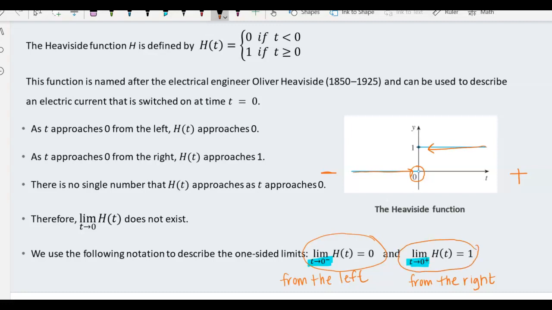So we, in general, will say that the limit overall doesn't exist. Notice that here we don't have a plus or a minus as a superscript. We just have what's happening at the point 0. Because those limits are not approaching the same number from left and right, we say that the limit doesn't exist.